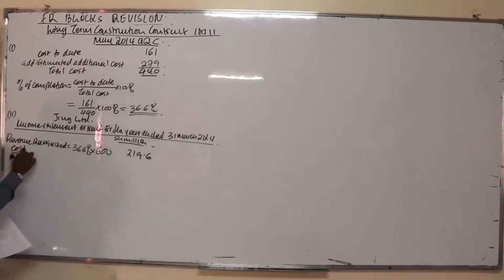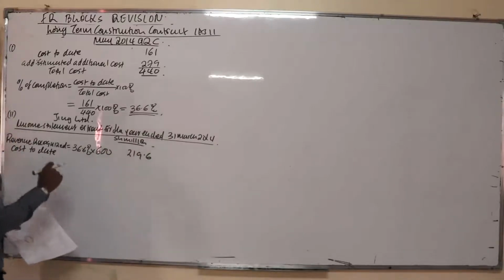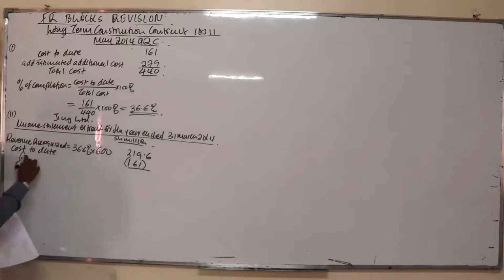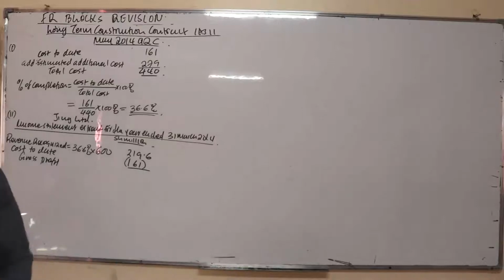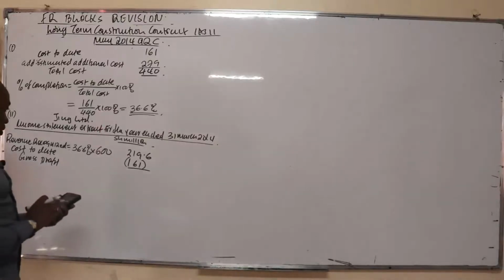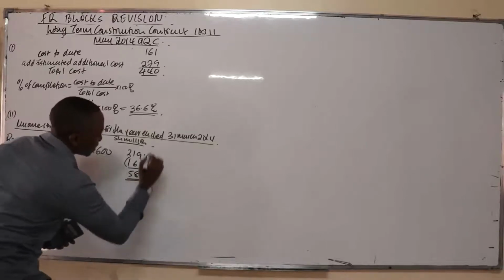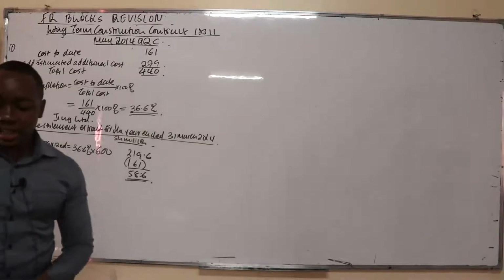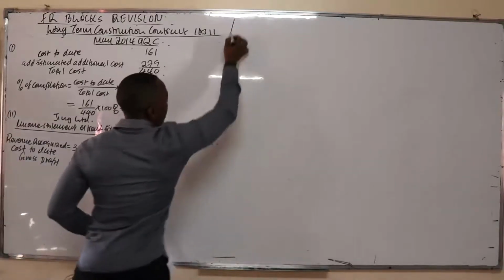Then you deduct cost to date. From this revenue recognized to date, you deduct the cost you have already incurred to date, which is 161, and that's how you get the gross profit. And the gross profit should be 58.6. In this case it was the first year, so you cannot deduct the gross profit already recognized because this was the first period.